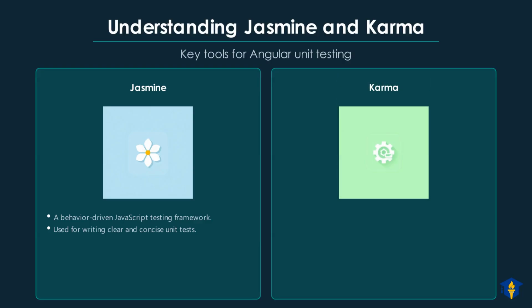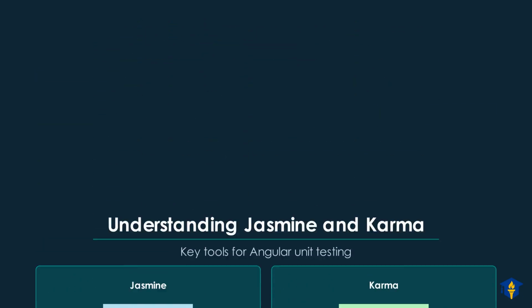Next up is Karma, which serves as a test runner in your Angular setup. Karma's main purpose is to execute your written tests efficiently and accurately. It can run these tests in real web browsers or even in various headless environments.